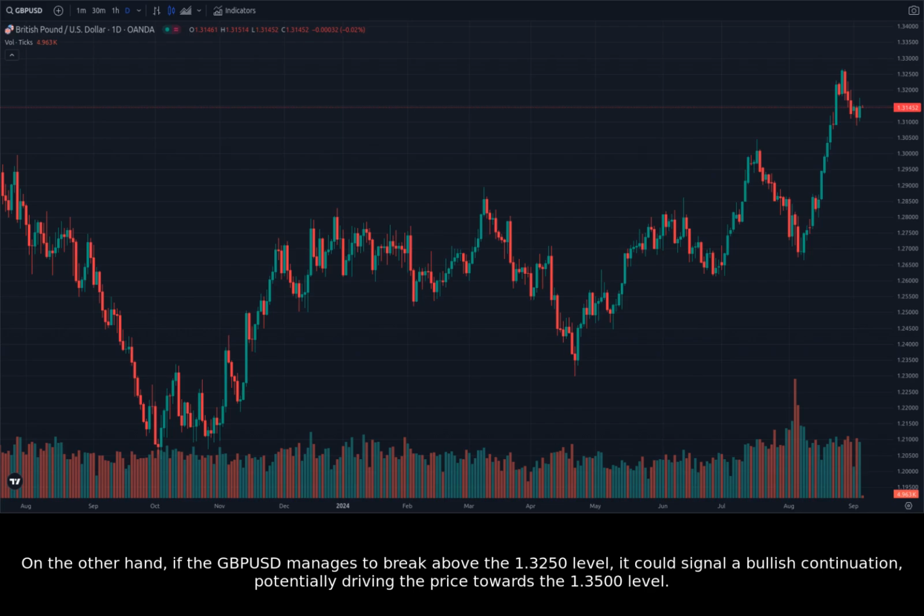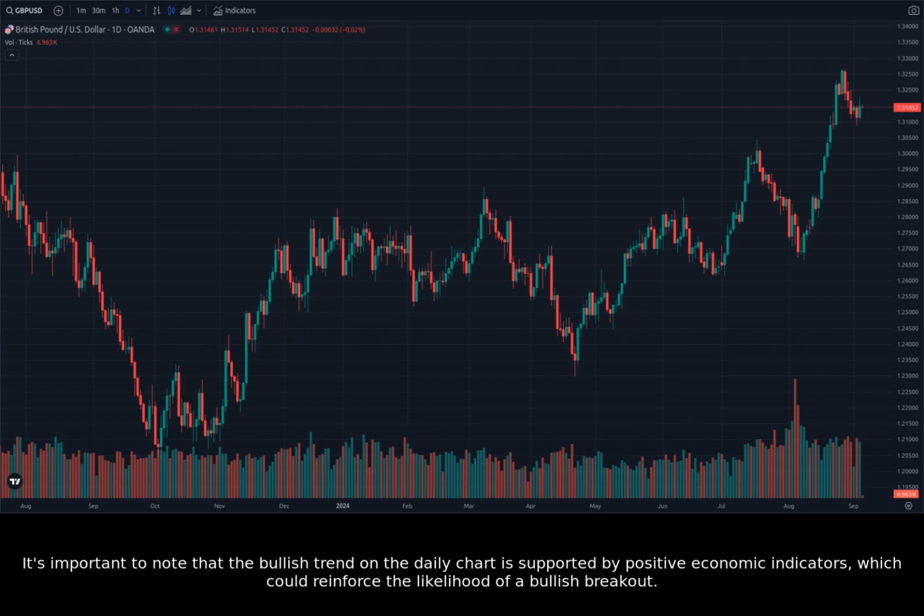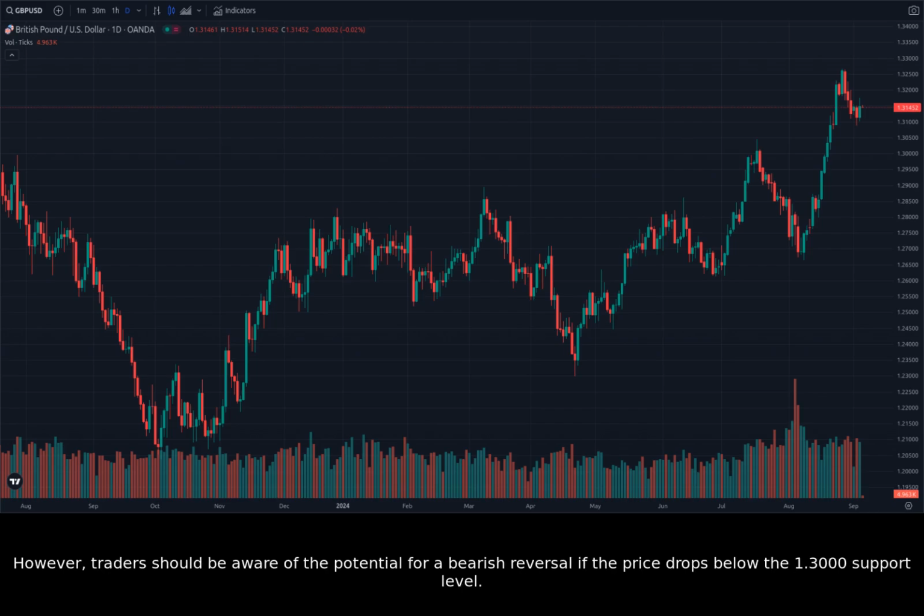On the other hand, if the GBPUSD manages to break above the 1.3250 level, it could signal a bullish continuation, potentially driving the price towards the 1.3500 level. It's important to note that the bullish trend on the daily chart is supported by positive economic indicators, which could reinforce the likelihood of a bullish breakout. However, traders should be aware of the potential for a bearish reversal if the price drops below the 1.3000 support level.